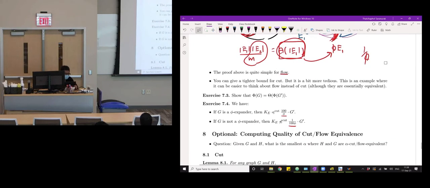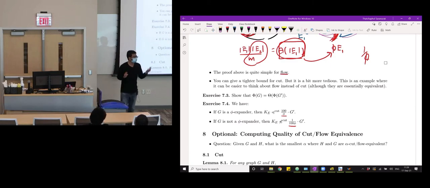However, I don't actually know the way to get a nice and easy proof. Because if this is a flow here, all you need to do is just what we did: construct the flow and embed, and you're done. You just need to show one single flow. But to show that this is true for cut, you need to argue that this is true for all cuts, and it's harder to argue. At least I don't see a non-tedious proof for this. So this is just an example why sometimes you know that cut and flow are kind of equivalent up to log n factor, but sometimes it's just easier to think about flow.